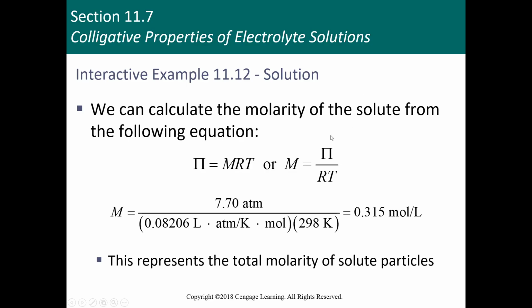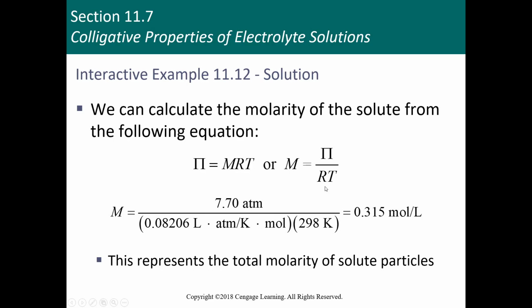And so that 7.7 is on top. Then this is divided by the 0.08. That's the constant that you can get from your book or any other place. I even gave you a sheet that has that on it. And then this is 298 Kelvin on the bottom. Again, that is that 25 plus 273 as normal. And so this gives us a molarity of 0.315 moles per liter.